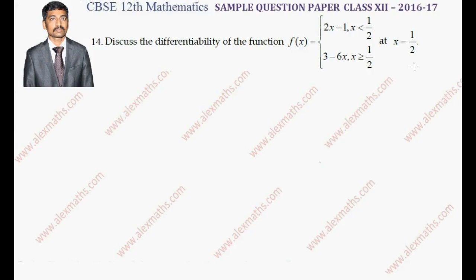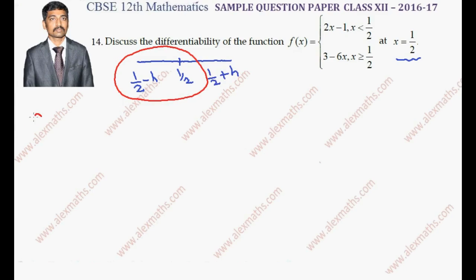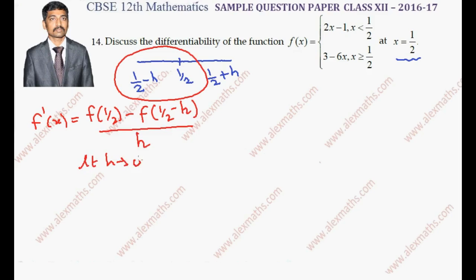Discuss the differentiability of the given function 2x minus 1 when x is less than half, and 3 minus 6x when x is greater than or equal to half, at x is equal to half. Take a number line, put half here. Before this it is half minus h, that is slightly less than half, and after this it is half plus h, which is slightly greater than half. Now to find the left hand derivative, I am going to use these two, that is f dash of x equal to f of 1 by 2 minus f of 1 by 2 minus h whole divided by h and limit h tending to 0. This is left hand derivative.